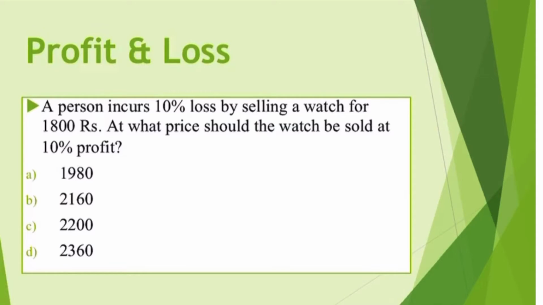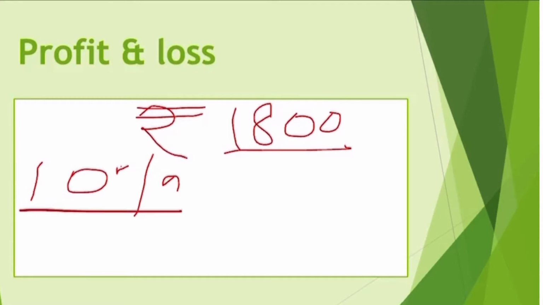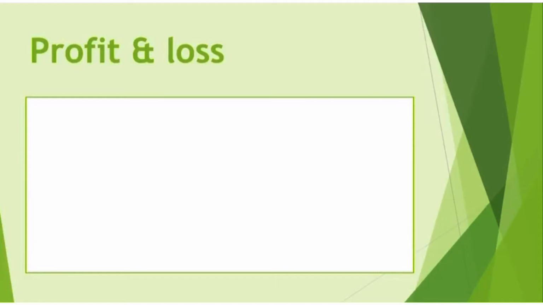We will solve this. Here the selling price of the watch is 1800 rupees. Now the loss percentage is 10%. By selling the watch at 1800 rupees, he has suffered a 10% loss. Now we have to find at what rate the seller should have sold so that he has gained 10% of profit. To find that, first we need to know the cost price.